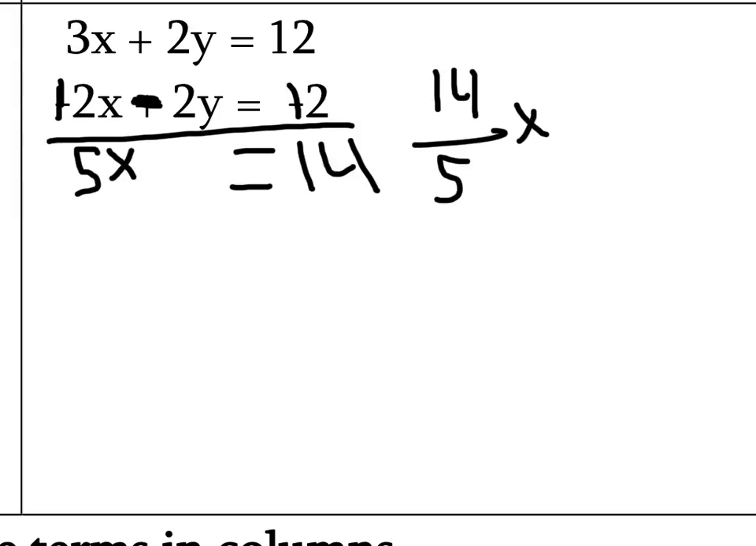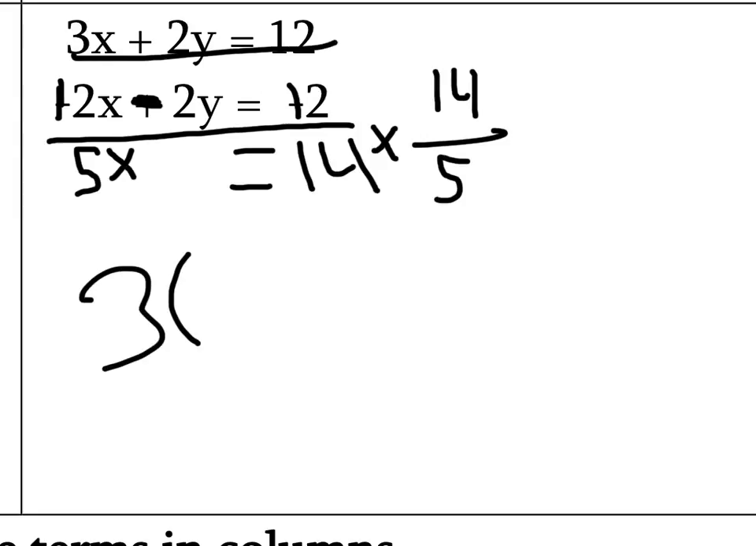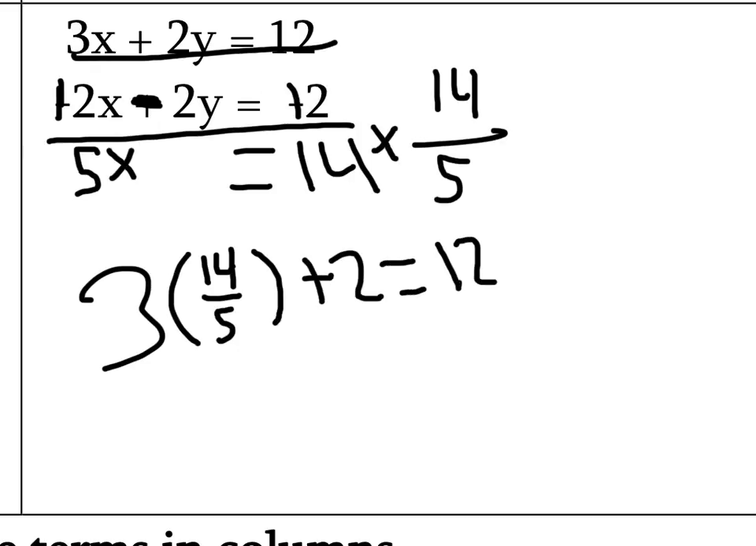So x equals 14 over 5. Don't do it in decimals. You'd plug this into the top one. So 3 times 14 over 5, plus 2y, equals 12.